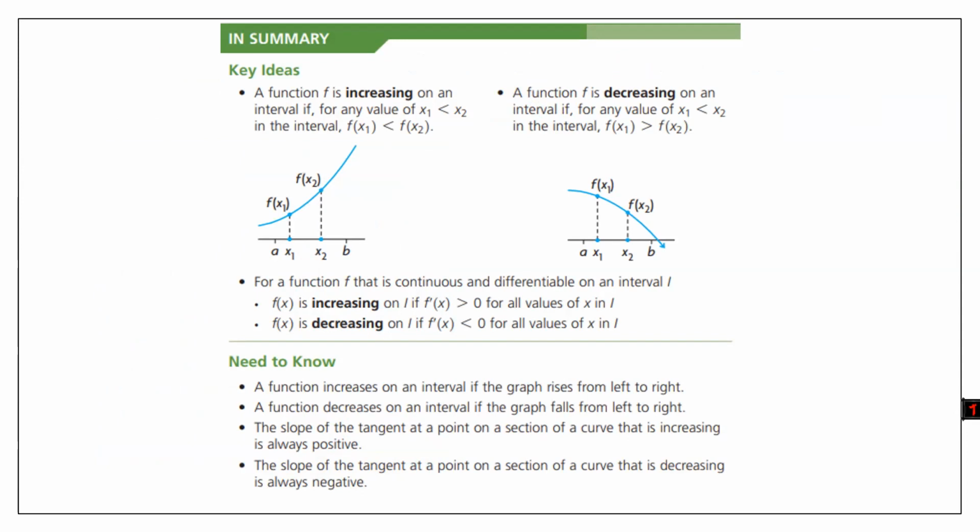So basically, for a function that is differentiable on an interval, if f prime of x is increasing, then all the values decrease. And if f prime of x is decreasing, it's the opposite way around. So if the function is increasing on an interval, then the graph would go up basically.